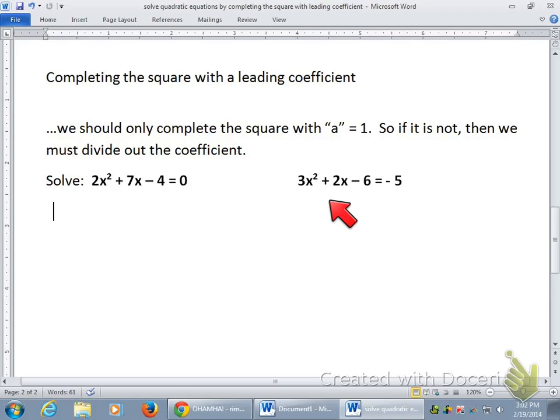I think because 3 is divisible by 6, I'm going to go ahead and do it now, but it doesn't matter. There's a 5 over here. I'm going to have to deal with a fraction somewhere or another, so it doesn't really matter. So let's go ahead and add the 6. Might as well. 3x squared plus 2x is now going to be equal to 1.